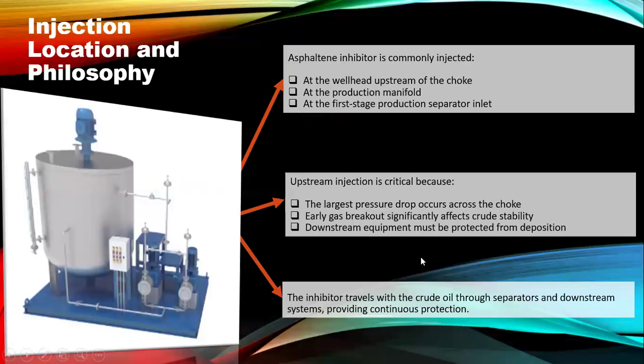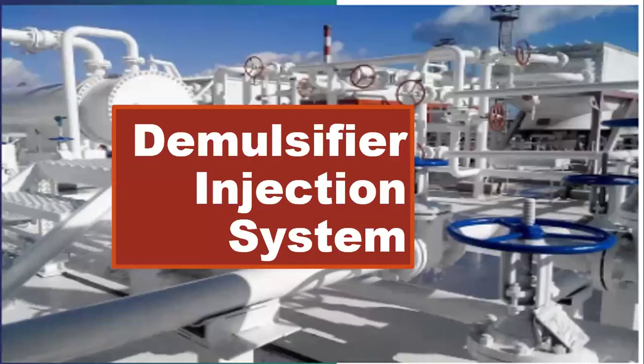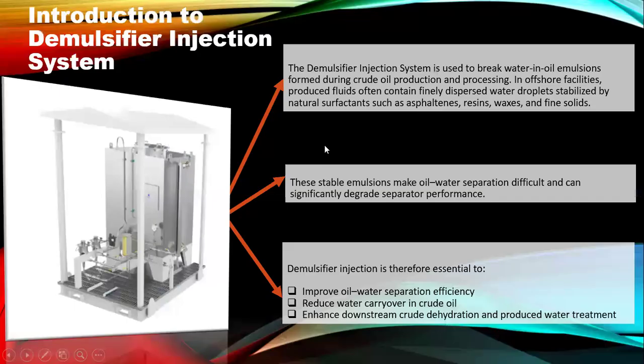So the inhibitor travels with the crude oil through separators and downstream systems, providing continuous protection. Okay, so demulsifiers. These are also chemicals that are used to break water-in-oil emulsions. They form during crude oil production and processing.